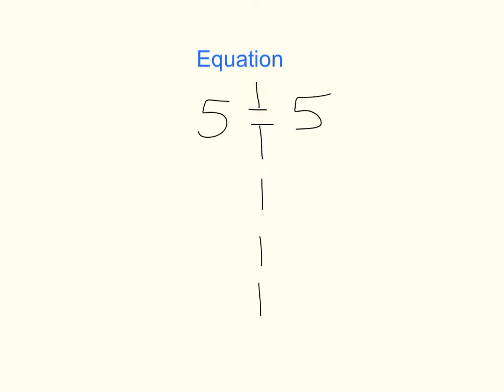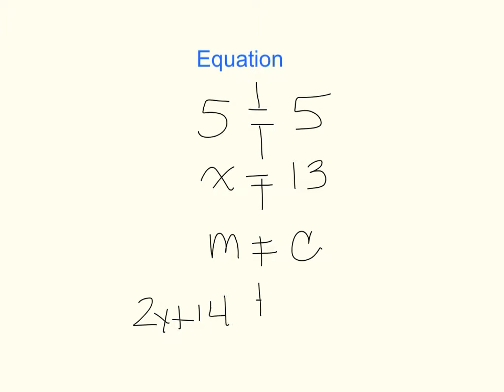5 equals 5. That's the simplest type of expression. It's a number, and it's true. 5 is equal to 5. It might also be something like x is equal to 13, or m is equal to c. Or something as complex maybe as 2x plus 14 is equal to 9y minus 32.